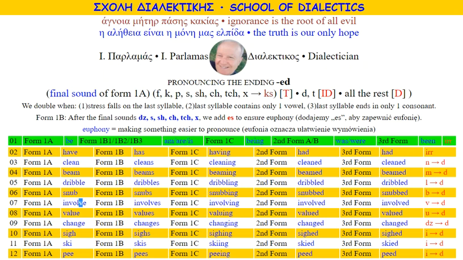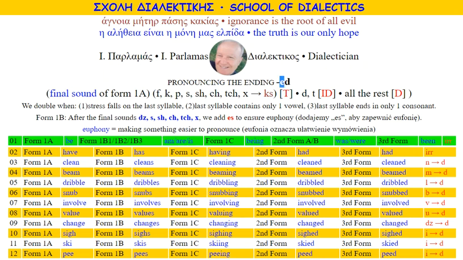Involve, final sound V. It also falls under this category. Involve, involves, involving, involved, involved. So final sound V. It falls under this category. Value, final sound U. Value, values, valuing, valued, valued. Final sound U.